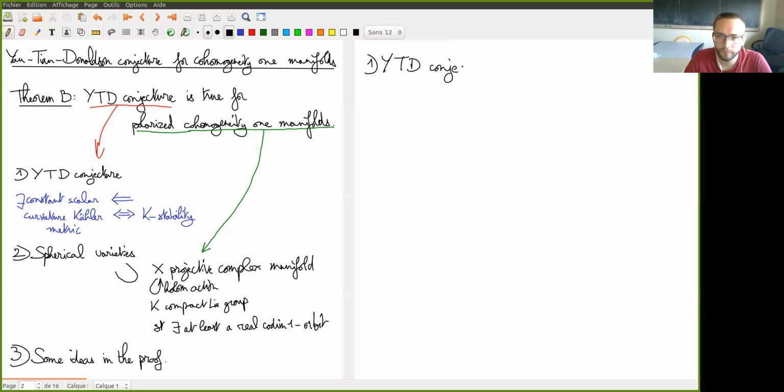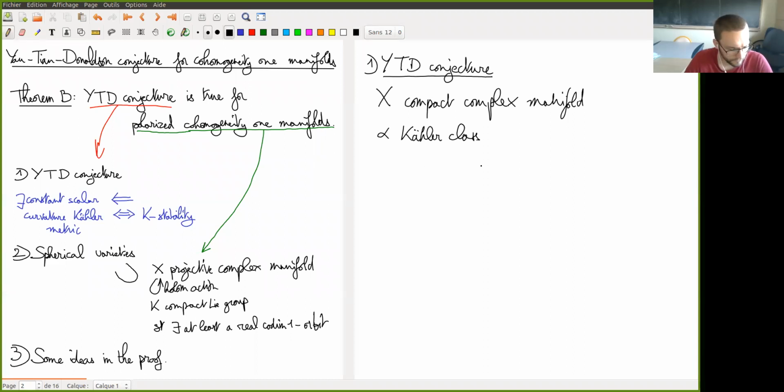Okay, so let me go back to the basics and start with the main problem I'm interested in. In general, the problem makes sense just if I start from a compact complex manifold and I'm given a Kähler class, which means what? It's some class in the second cohomology group, which contains a Kähler form.